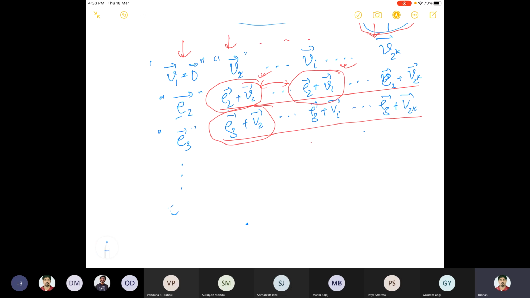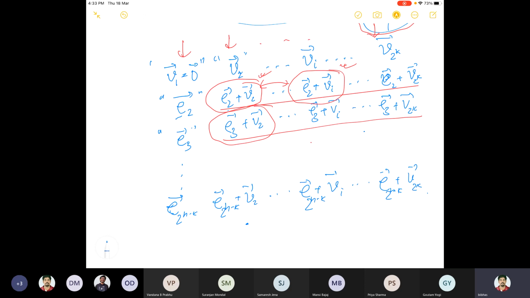So it is E2 to the power n minus k, and this is E2 to the power n minus k plus V2, dot dot dot, E to the power 2 to the power n minus k plus Vi, dot dot dot, E to the power 2 to the power n minus k plus V to the power k. So this is my array.